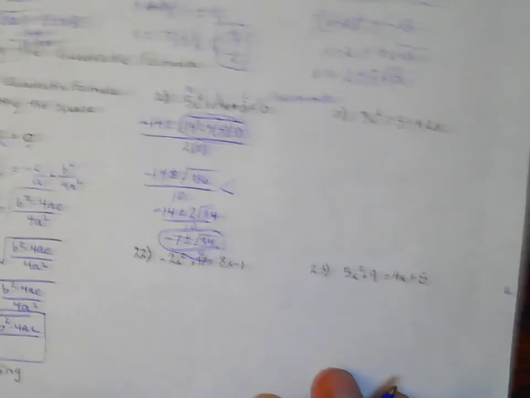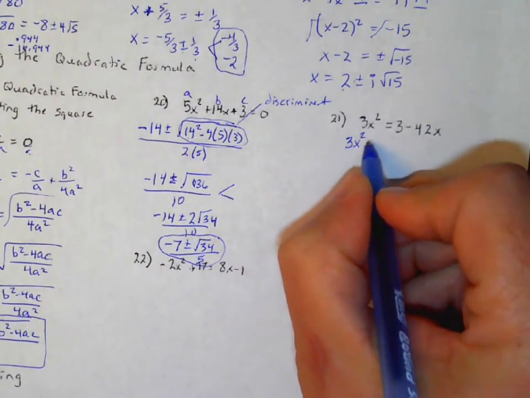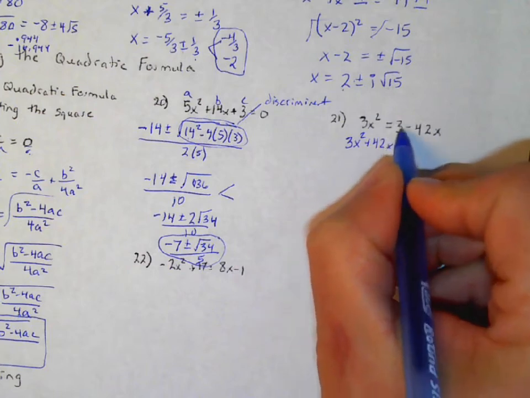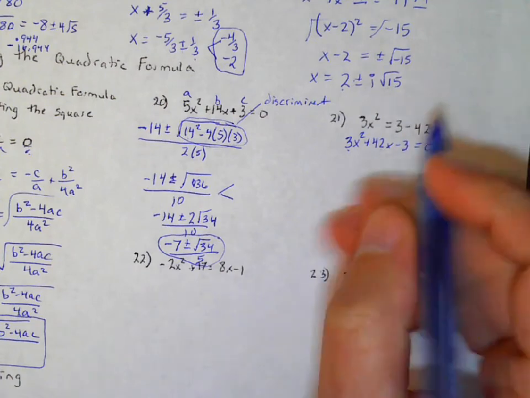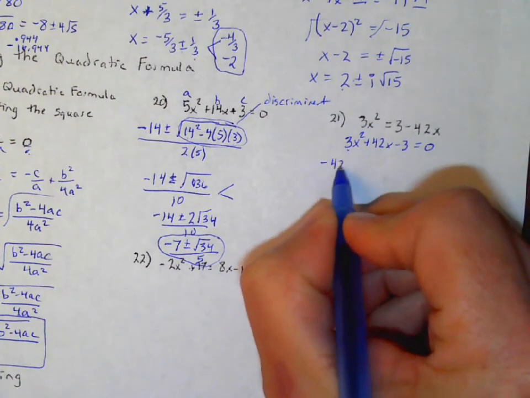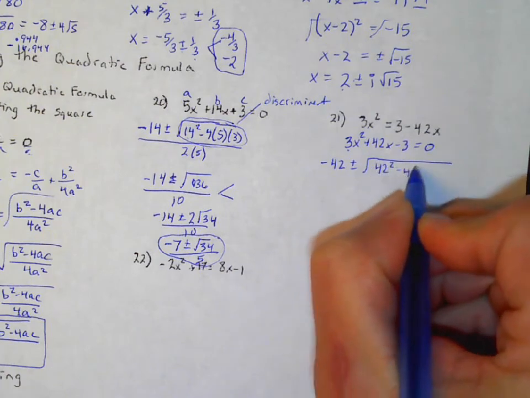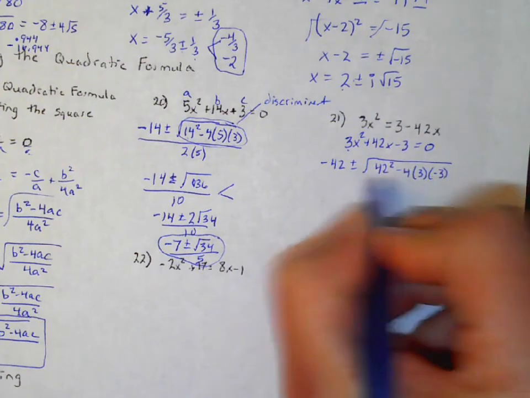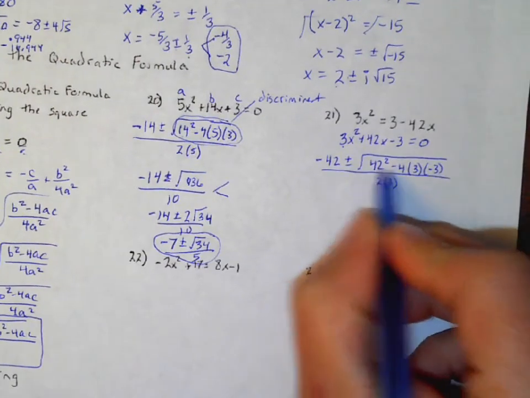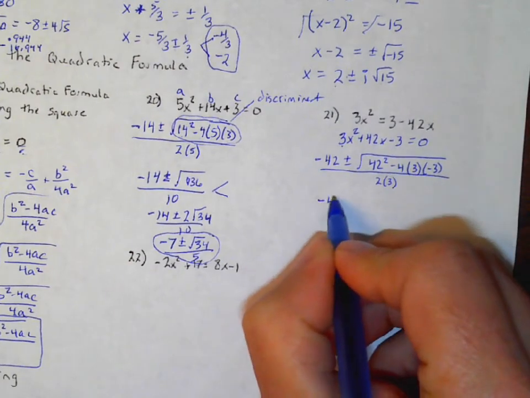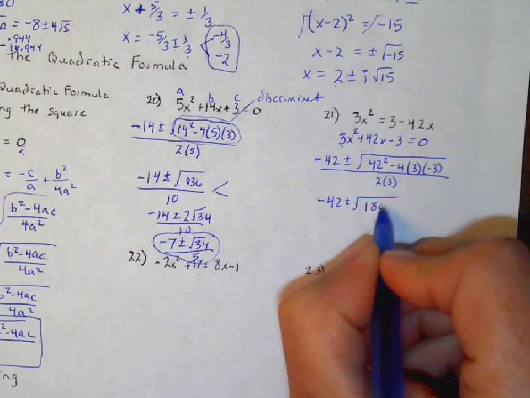Okay. This one here, first we have to get it equal to 0. So we're going to add the 42x over and subtract the 3 over. And now I can have my a, b, and c. So negative b plus or minus the square root of b squared minus 4 times a times c, all divided by 2 times a. Next step, work out your discriminant. Negative 42 plus or minus, okay, 42 squared minus all that gives you 1800.